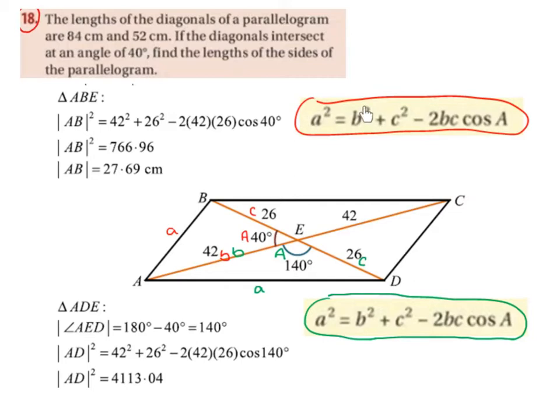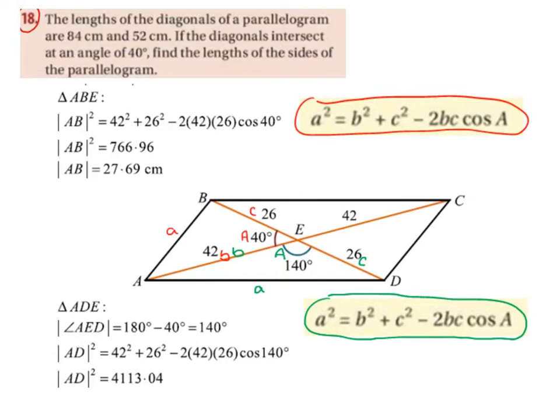I substitute into my formula. So I have AB squared, that's the name of this side, is equal to 42 squared plus 26 squared minus 2 times 42 times 26 cos of 40 degrees. That gives me 766.96, and the square root of that is 27.69 centimetres. So AB is 27.69 centimetres and CD is also 27.69 centimetres.